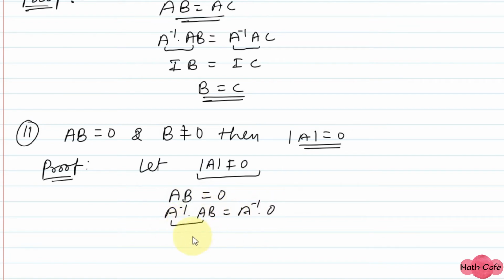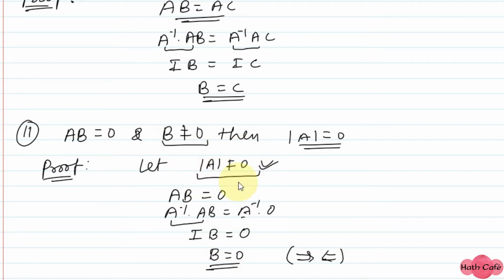A inverse into A will be I. So I multiplied by B is equal to A inverse multiplied by 0, which becomes 0 matrix. So finally B is 0, but it is given that B is not equal to 0. This is a perfect contradiction, so what I assumed was wrong. I assumed that determinant of A is not equal to 0. This is wrong. Actually determinant of A will be 0.